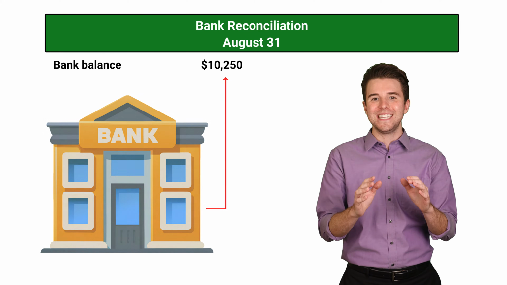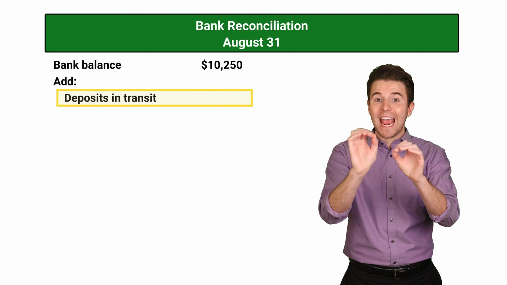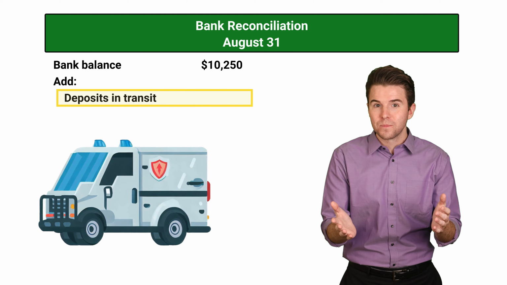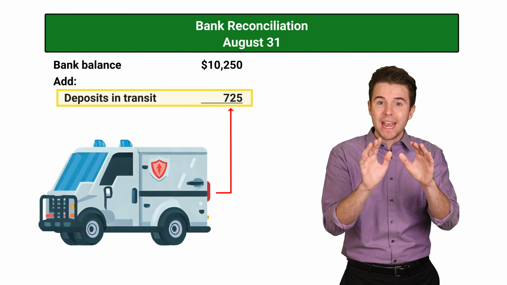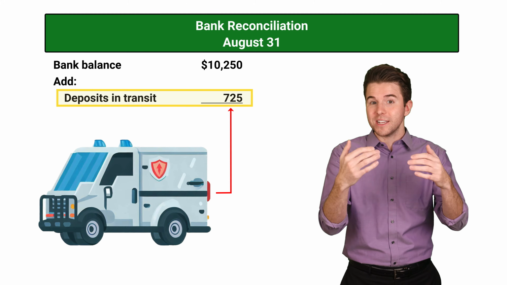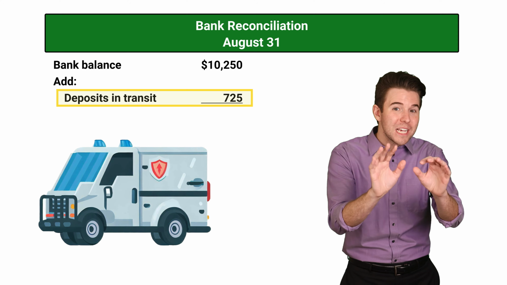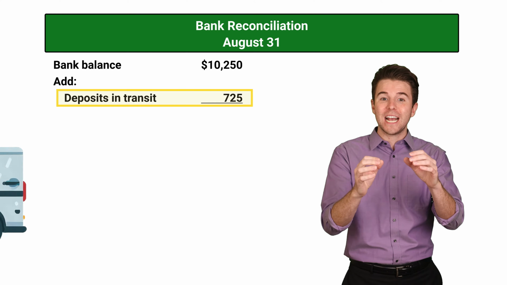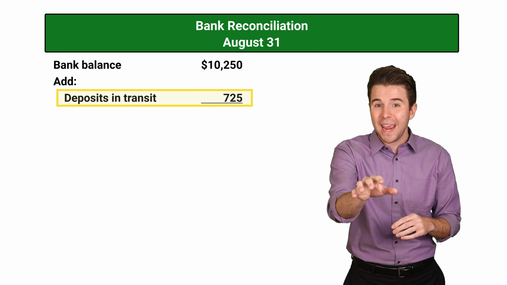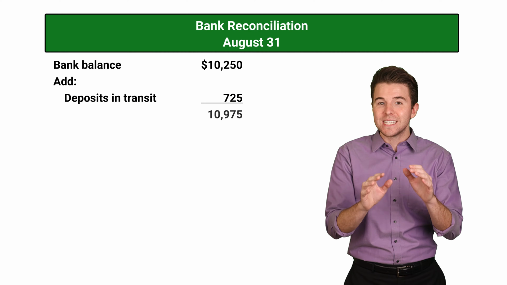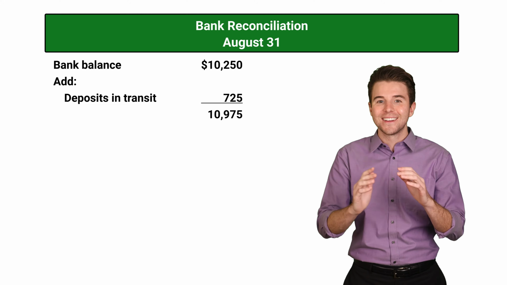$10,250 on that date. Next, we add any deposits in transit. We had deposited $725 in the bank's night depository on August 31st. Because we had already recorded the cash received in our books, but the bank hasn't updated our balance, we add it to the bank balance here.